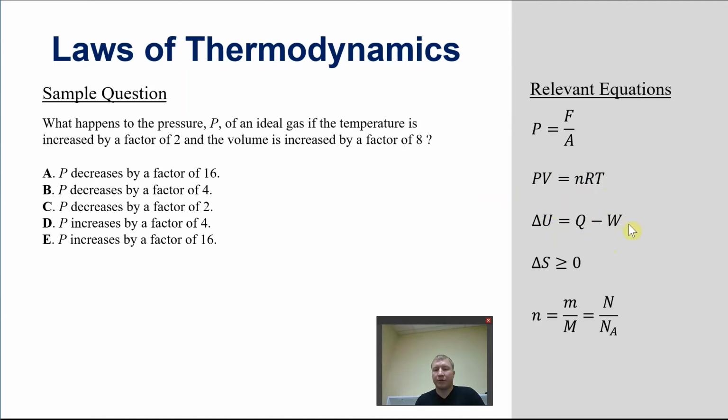So this here is the first law of thermodynamics. Change in internal energy is input heat minus work done. This is one of the ways to formulate the second law of thermodynamics: the entropy always increases or remains the same. And this, recall from chemistry, is the molarity equals mass over molar mass, or number of particles over Avogadro's number.